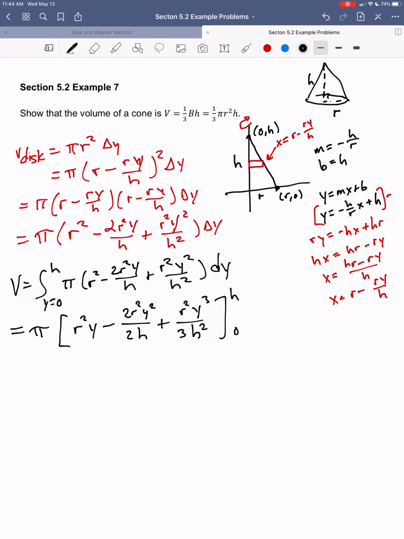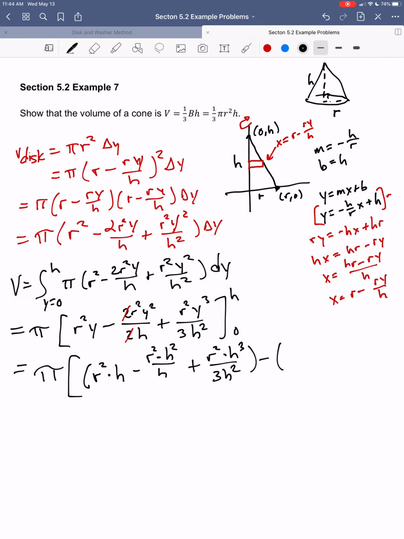So let's see here. These 2's cancel out. So I get pi. So I plug h in for y. R squared times h minus r squared times h squared over h plus r squared times h cubed over 3h squared. And then when I plug in 0 for y, r squared times 0 is 0. R squared times 0 squared, that's 0 over h. R squared times 0, that's all just 0.